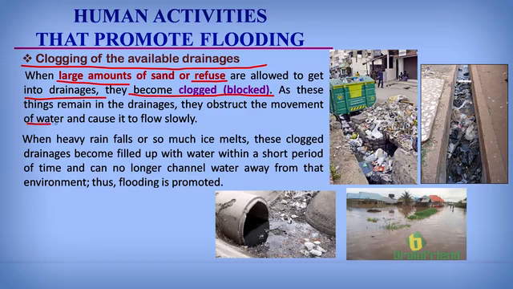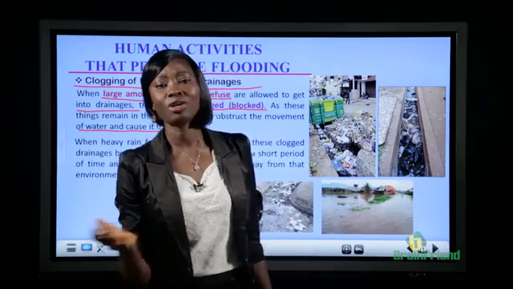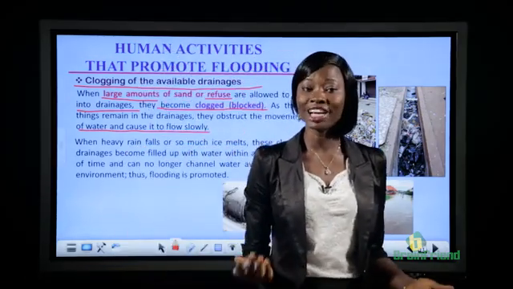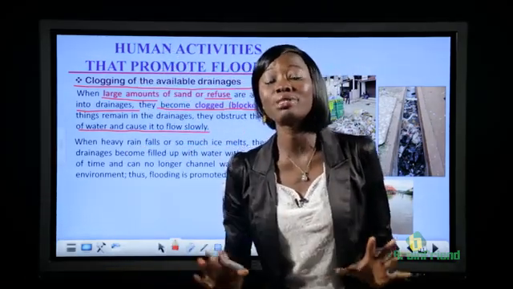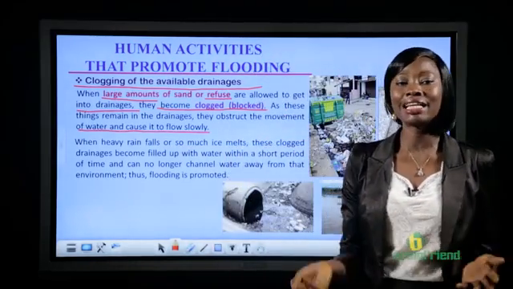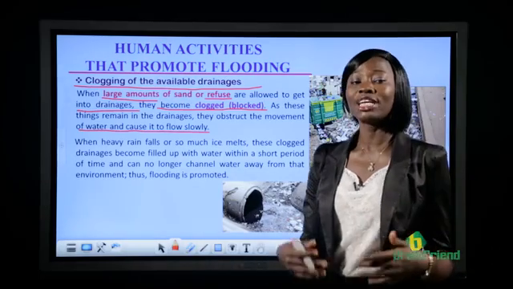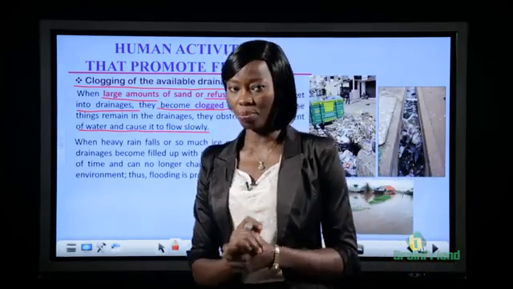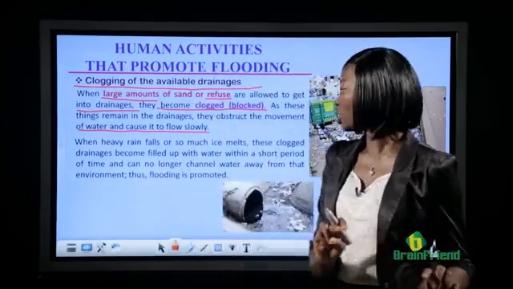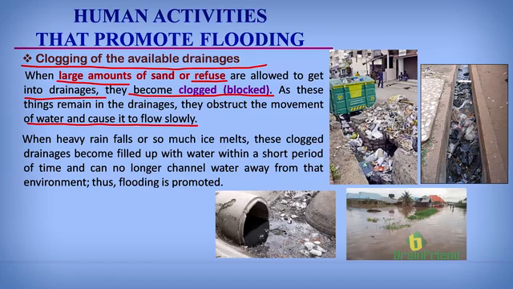So this water will begin to flow slowly instead of flowing at a high rate in order to carry water away from that area. Now take a look at some drainages in your environment. Sometimes you find most of them clogged or blocked by refuse, by sand, and by different kinds of materials which people throw or drop in these drainages. It is not supposed to be so. These could lead to flooding within such an area.